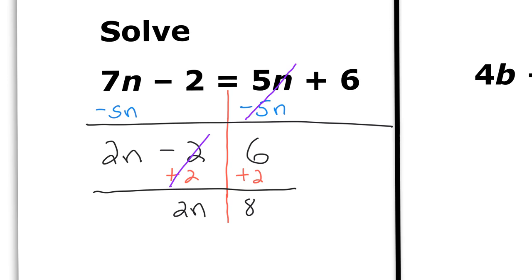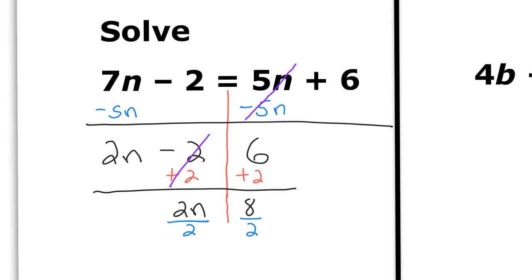Step number 3, you isolate the variable. And these two are multiplying because there's nothing in between. 2n is 2 times n. So the opposite of multiplication is division. So I'm going to divide by 2. And remember to keep that balance in an equation. Whatever you do to one side, you have to do it to the other side.